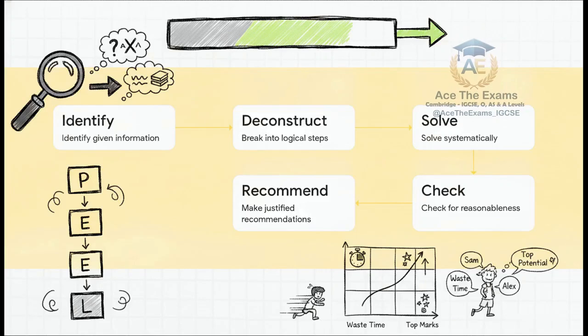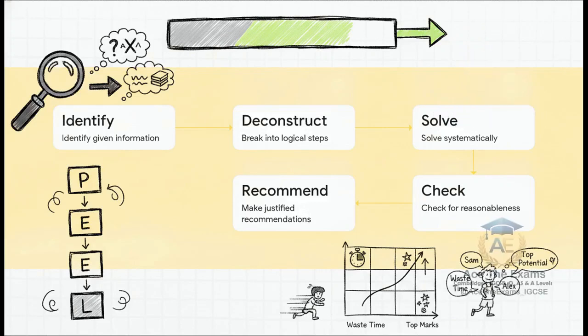To execute this perfectly, you just need to follow our 3 golden rules. Rule 1, command word decoding. Know exactly what analyze versus describe requires. Rule 2, Peel framework application. Always use point, evidence, explanation, link. Rule 3, the time management matrix. Don't rush like Sam and drop your method marks, and don't waste time info dumping useless facts like Alex. Allocate your time based strictly on the marks available for that question.